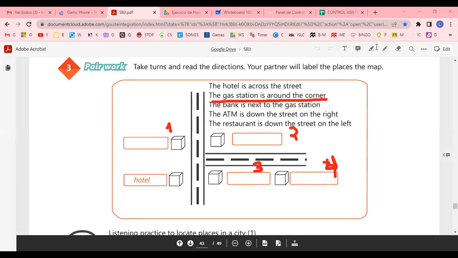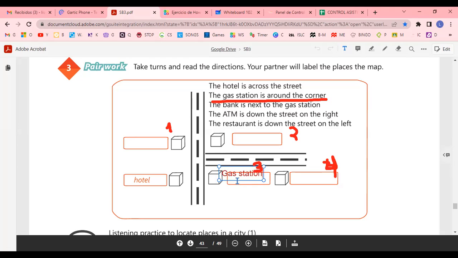Okay, so the gas station is around the corner. ¿Cuál creen que es? Gas station. ¿Cuál de esos cuadritos sería? Number two. Number three. Number one. What about the other ones? What do you think? Teacher, en relación a que, ¿dónde estamos nosotros para poderle decir? No, mister, we are, porque dice, the gas station is around the corner. La estación de gasolina, dice, está a la vuelta de la esquina. Entonces podría ser tres, así como decía el compañero. Yes. Sí, en este caso sí, es number three. Okay, it's around the corner, it's here, the gas station.